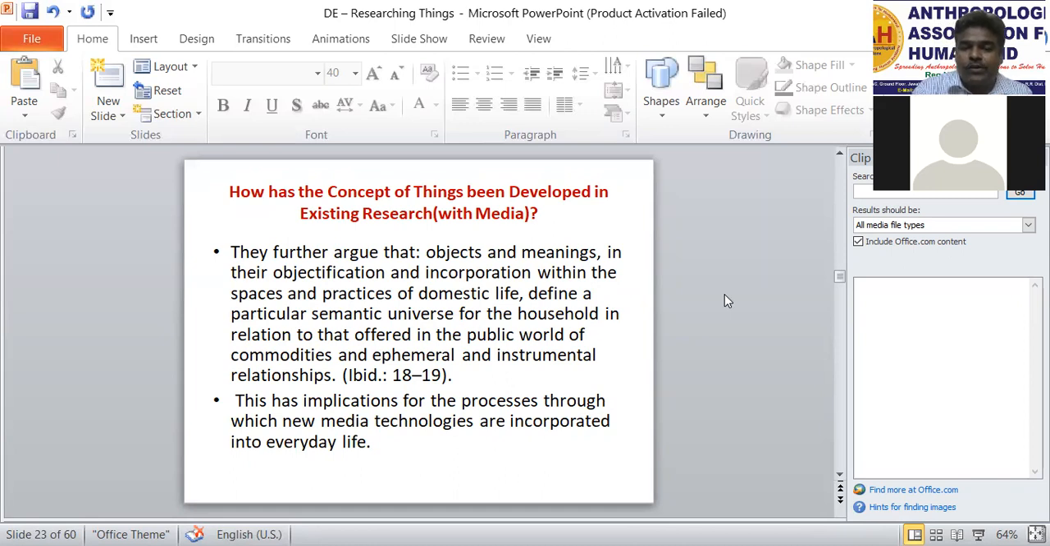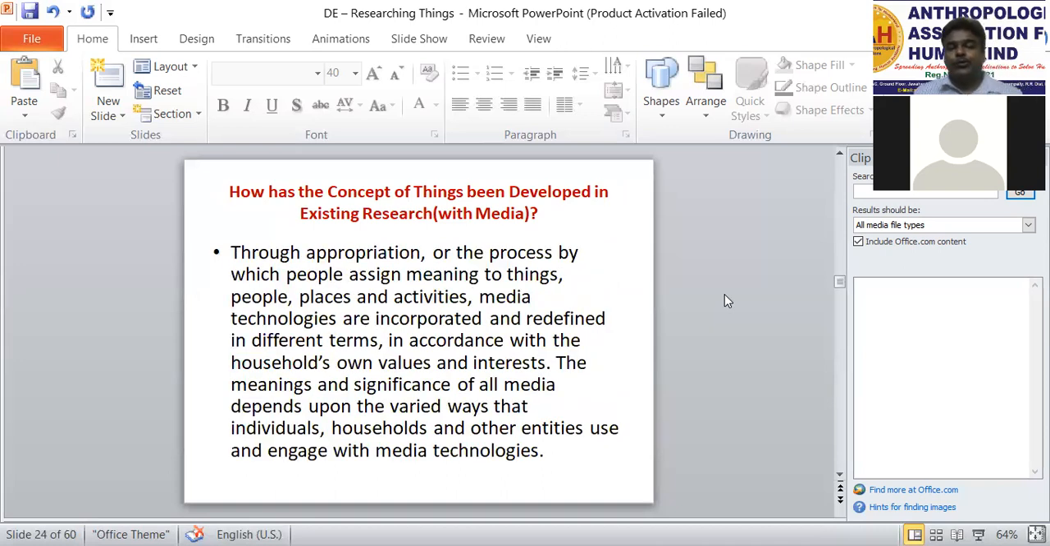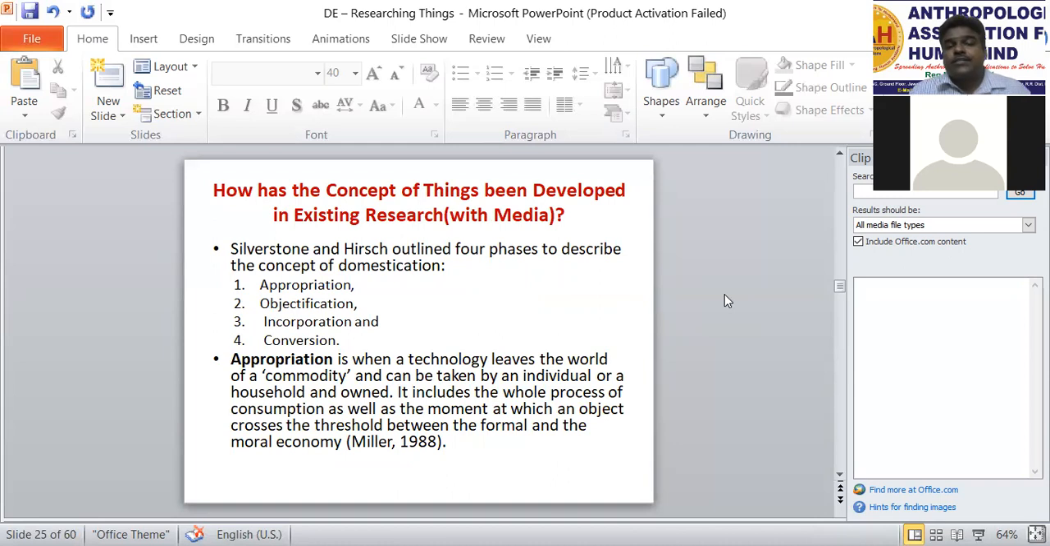This has implications for the processes through which new media technologies are incorporated into everyday life. Through appropriation, or the process by which people assign meanings to things, people, places, and activities, media technologies are incorporated and redefined in different terms in accordance with the household's own values and interests. The meanings and significance of all media depends upon the varied ways that individuals, households, and other entities use and engage with media technologies.